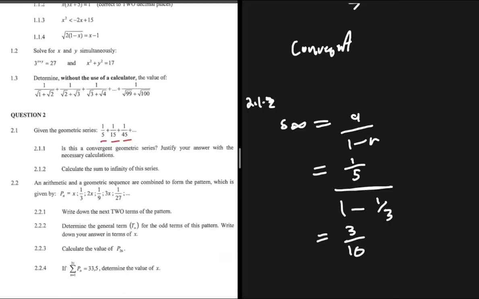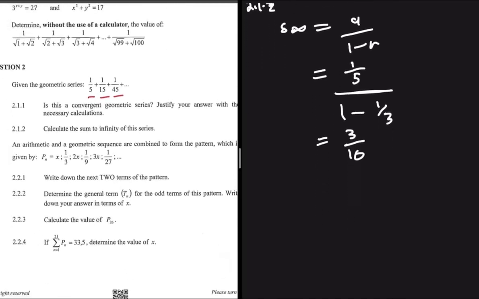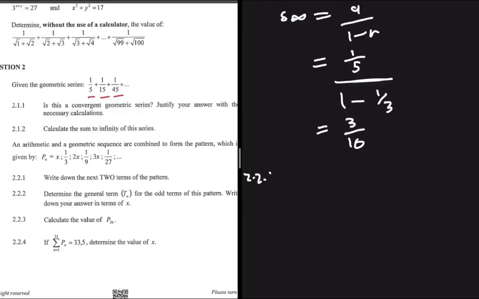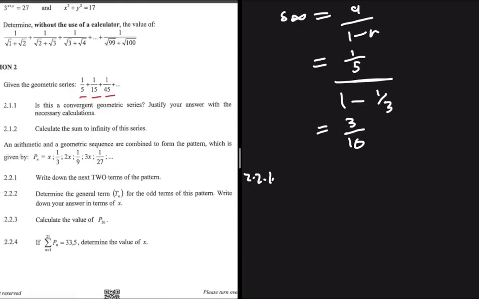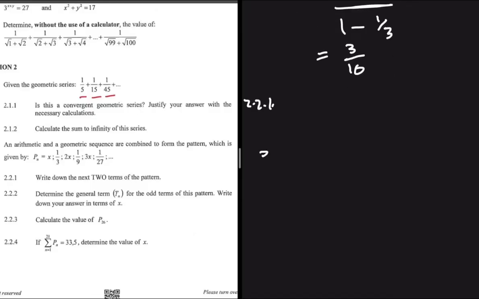Now, moving on to the more interesting question, 2.2 and 2.2.1. An arithmetic and a geometric sequence are combined to form the pattern, which is given by Pn equals x, 1 divided by 3, 2x, and so on. The first question says, let's write down the next two terms of this pattern. So let's just copy it down first. The first term is x, and then we have 1 divided by 3, 2x, 1 divided by 9, 3x, and 1 divided by 27.